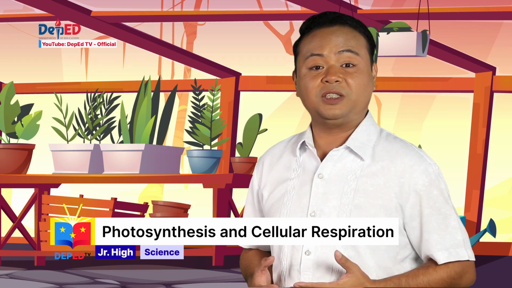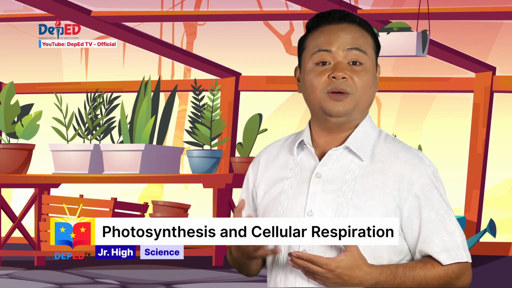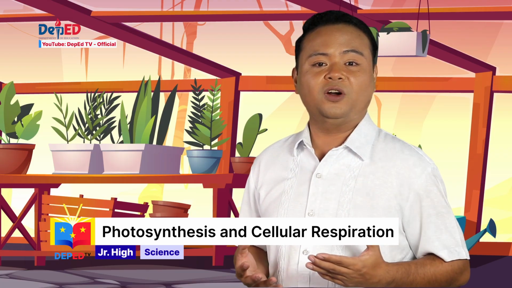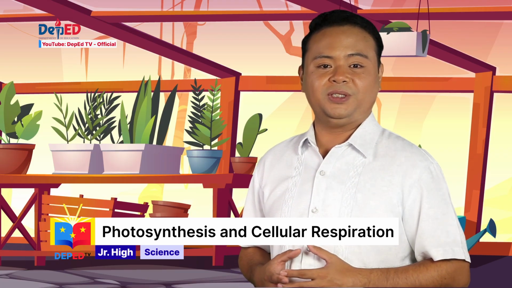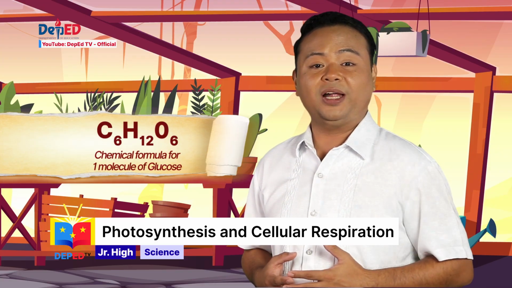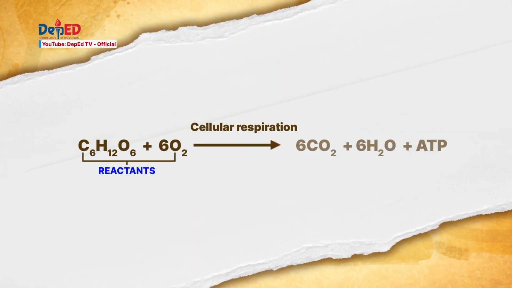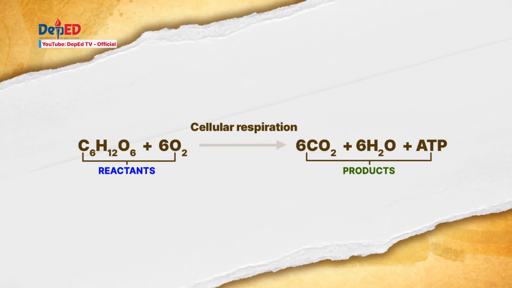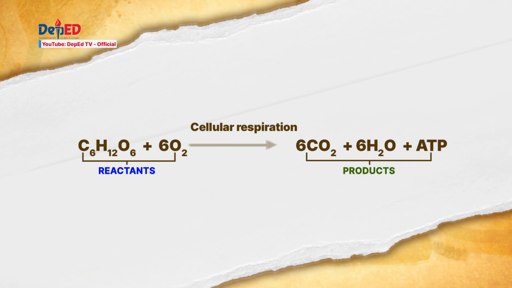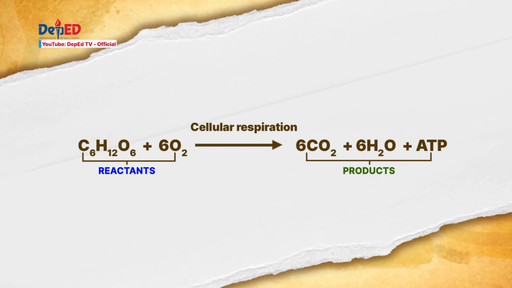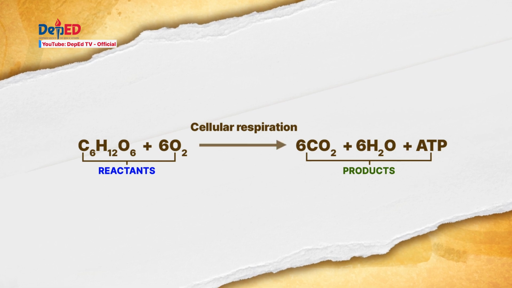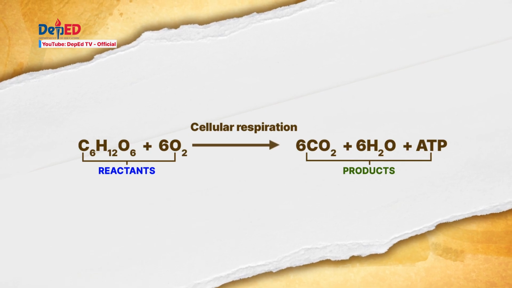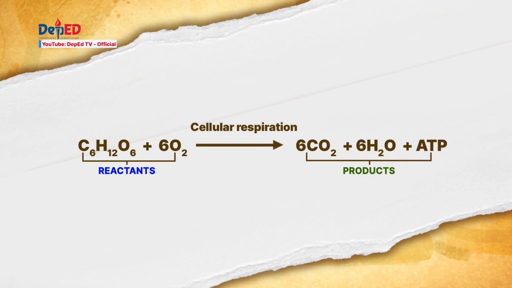Before we can use the glucose from the food that we eat as a usable form of energy, it has to be converted first. We have the chemical formula for one molecule of glucose. It is C6H12O6. And in order to turn this glucose into energy, we need to add 6 molecules of oxygen. Now, we are going to turn the glucose and oxygen into 6 molecules of carbon dioxide and 6 molecules of water. Again, glucose and oxygen are the reactants, while carbon dioxide, water, and ATP are the products.